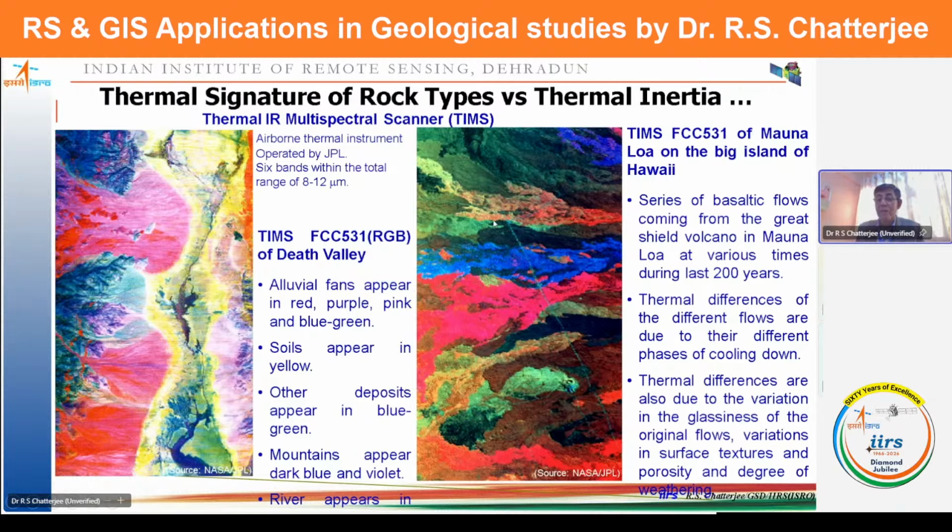Similarly, in case of lava flows, different lava flows have different temperatures depending on when this lava was erupted. So these older lava flows are colder. There are the soil formation, there are the vegetation growth, whereas the fresh lava flow, recent lava flow, is still hot, no vegetation, no soil. So depending on that, thermal inertia is different, and their color is also different in multispectral image.